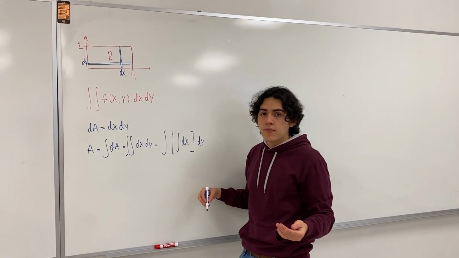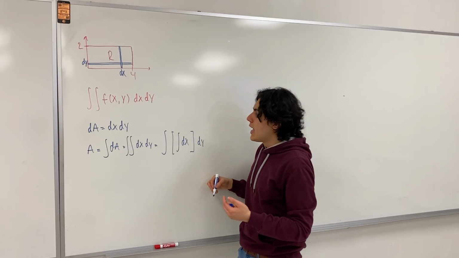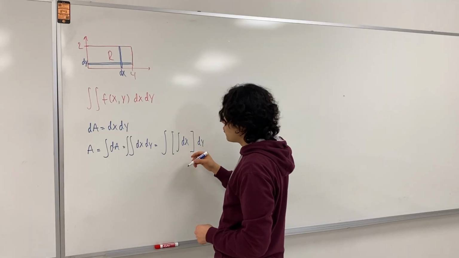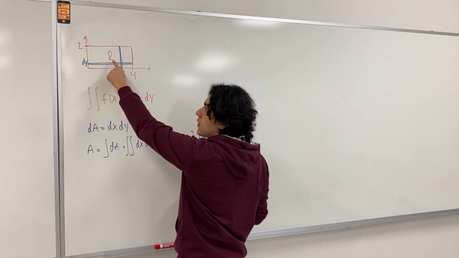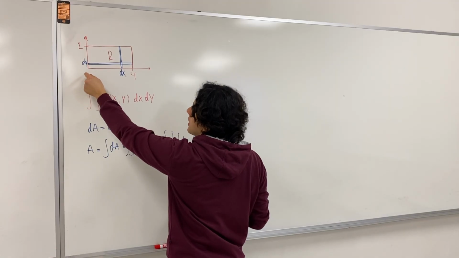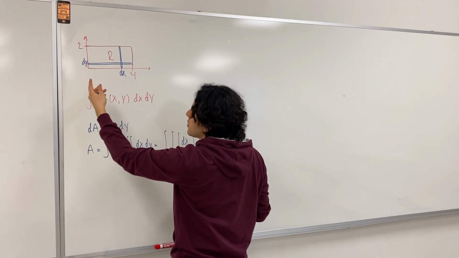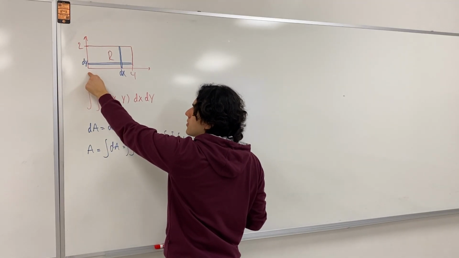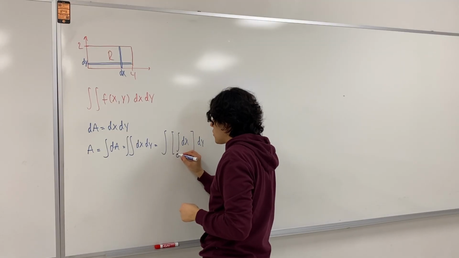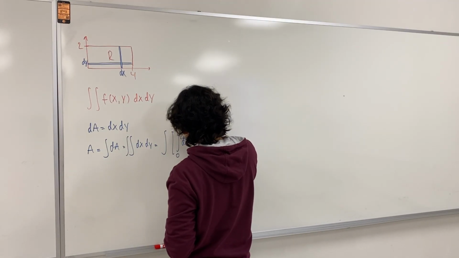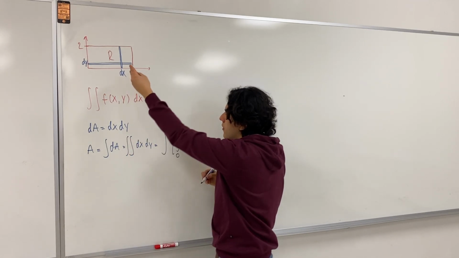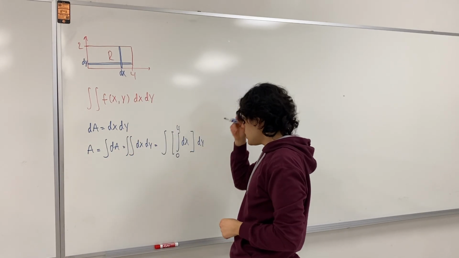What is the antiderivative of one? That's just x. And in this case, x will have a range, okay? What is the initial value of x of r? Well, we know the x component of r is going to begin at x equals 0. So our lower bound is going to be 0, and our upper bound is going to be 4, okay? Because that is the width of our rectangle, okay?